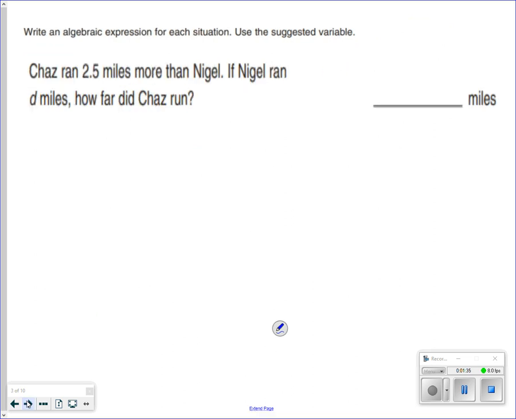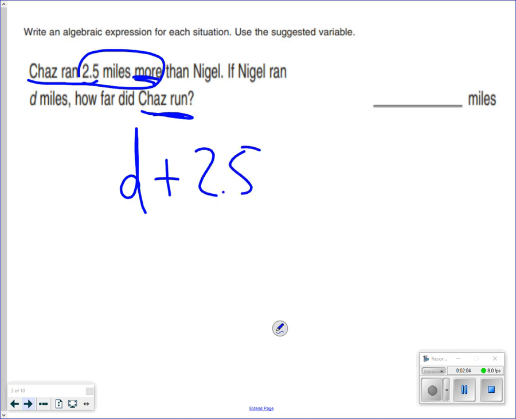Let's take a look at another one. Chaz ran 2.5 miles more than Nigel. If Nigel ran D miles, how far did Chaz run? So Nigel ran D miles. Chaz ran 2.5 more. Because we want to know how far Chaz went, it's going to be more than D. Because it says more, we need to make sure we're adding 2.5 to the problem. Nigel is the letter D.